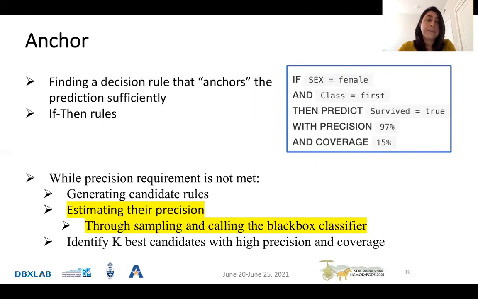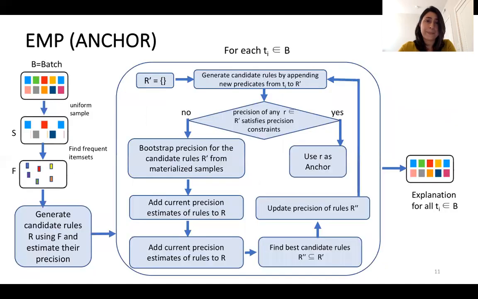And the steps that I have highlighted are the most time-consuming steps in this process and where we can utilize to do some optimization. Now, to apply our framework to the Anchor algorithm in a batch scenario, given a batch, we generate a uniform sample over this batch and then compute frequent item sets, generate candidate rules using these frequent item sets, using sampling and then calling the black box classifier on them and estimating their precision.